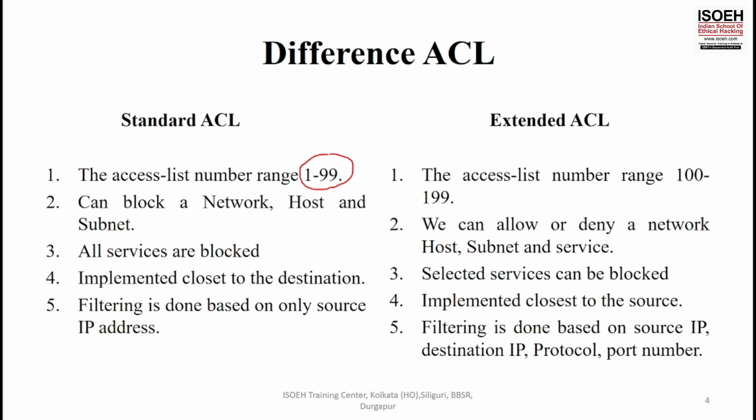Standard ACL is implemented closest to the destination, on the destination network, and filtering is done based only on source. Extended ACL is implemented closest to the source, and filtering is done based on source IP, destination IP, protocol and port numbers. So we will configure the extended policy based on the scenario. When you filter networks and specific services, like protocol and port number, extended ACL is the good choice.